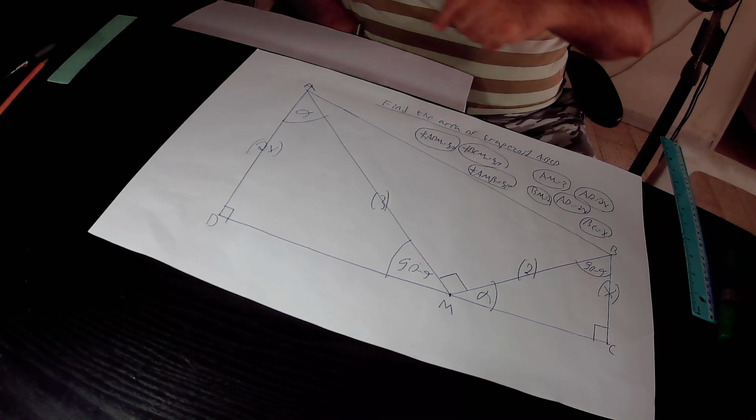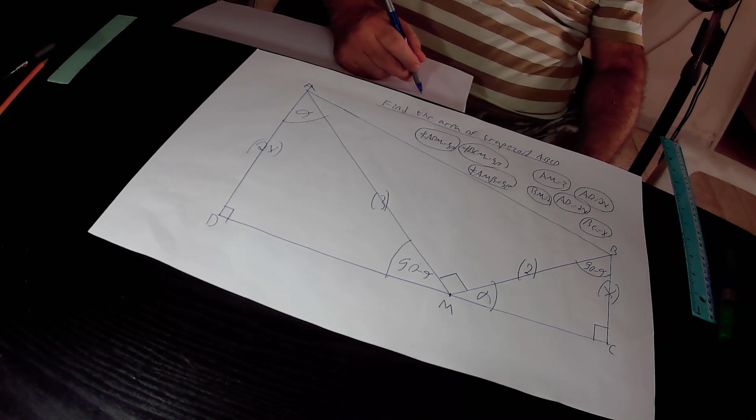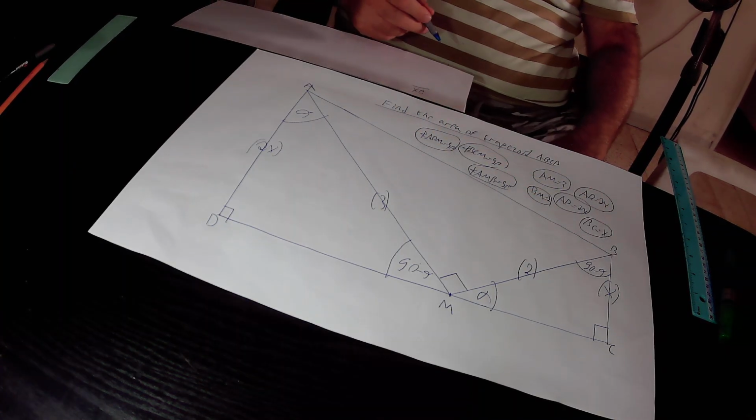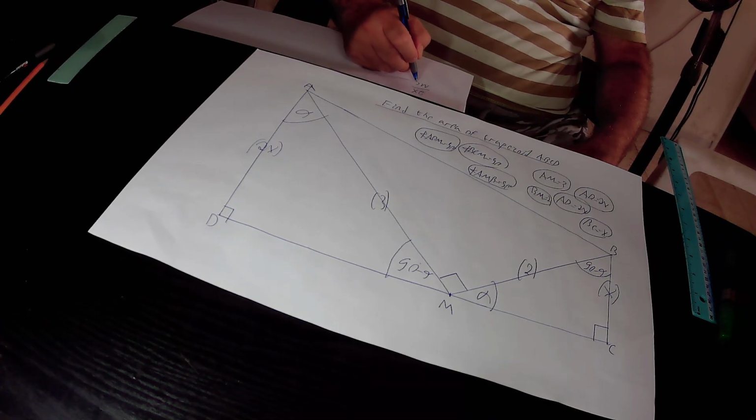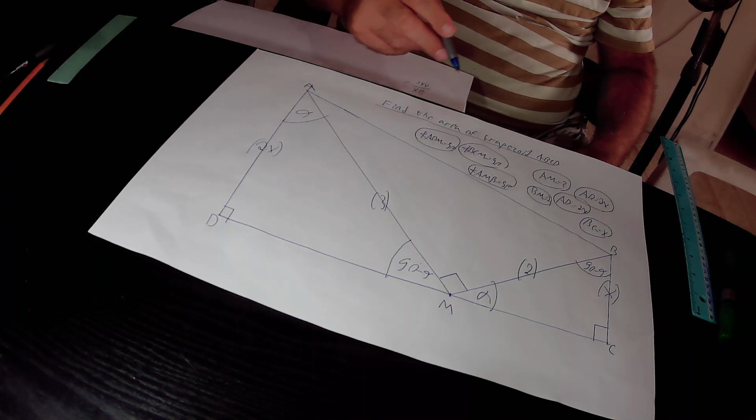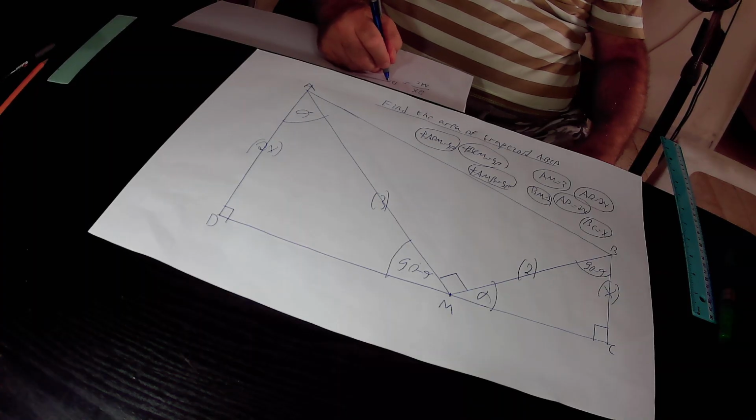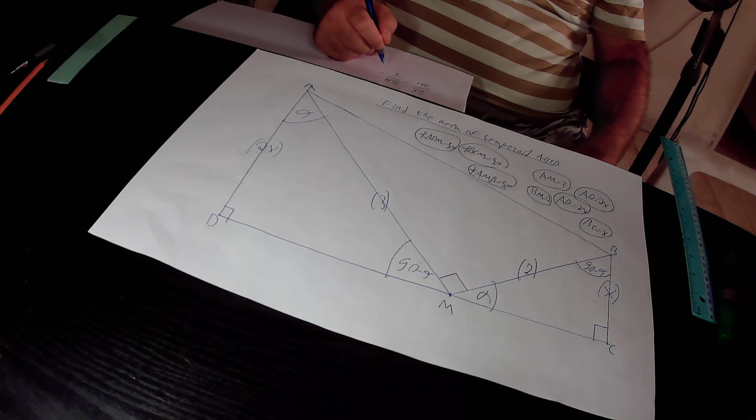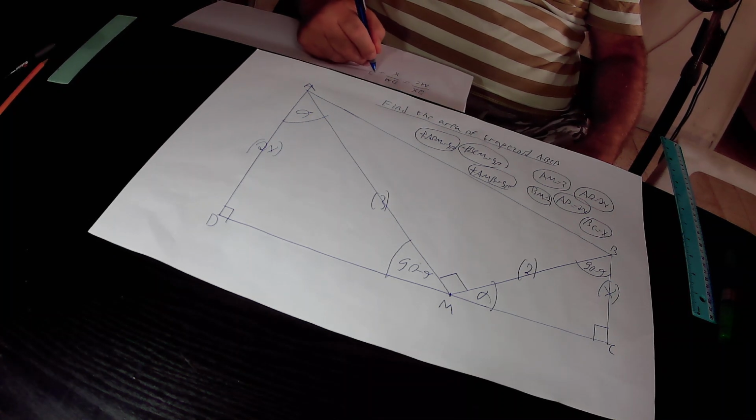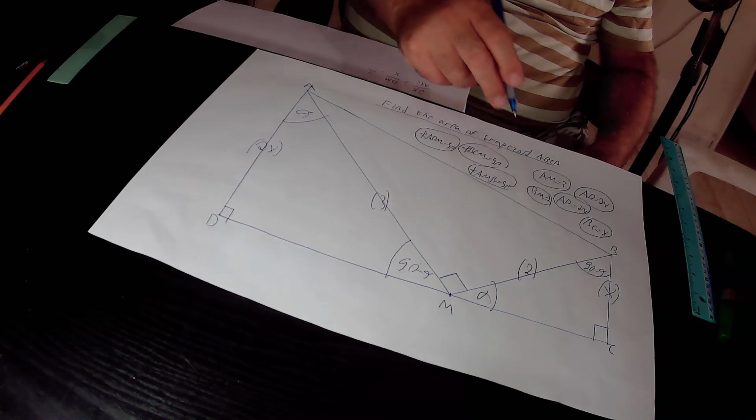AD equals 2x over MC. MC is the missing side, so we leave it as it is. And it is equal to side DM. DM is the missing side, so leave it as it is, over side BC. BC is x. And it is also equal to side AM, that is 3 units, over side BM, that is 2 units.